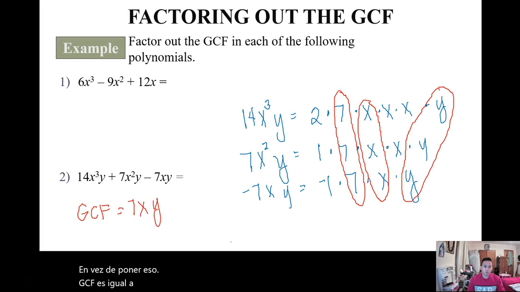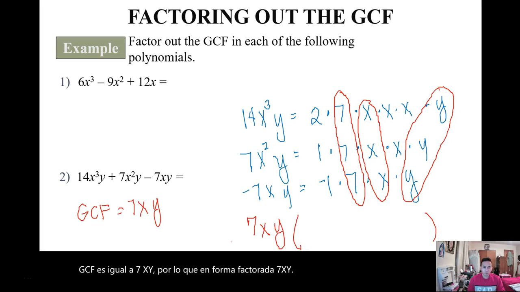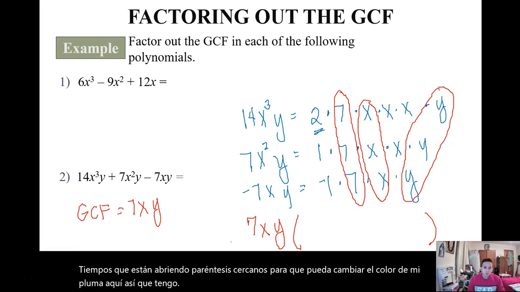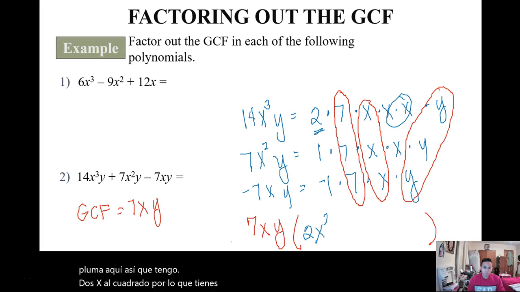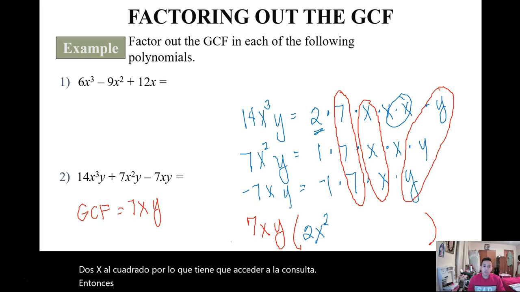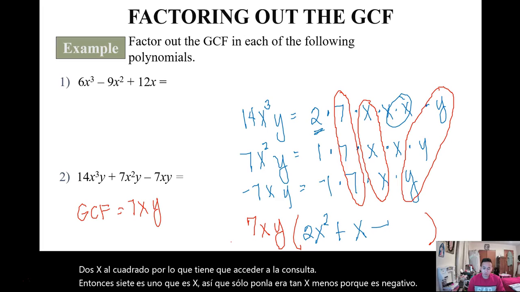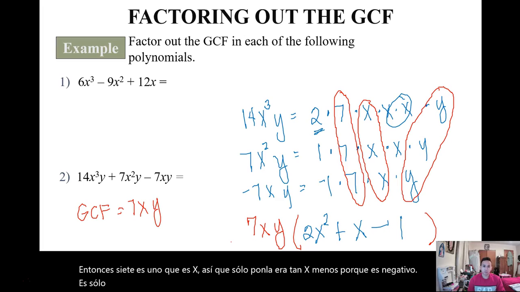So in factored form, 7xy times, that's open and close parenthesis, so I can change the color of my pen here. So I have 2x squared, so you have 2x squared then 7 it's 1, which is x. So just put our plus of x minus, because it's a negative 1. It's just negative 1, right? Negative 1. So minus 1.